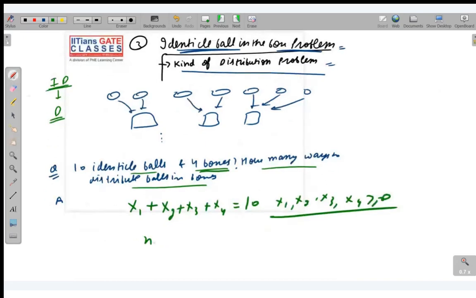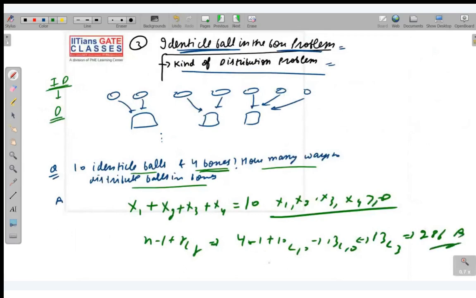So directly or indirectly it is the same scenario, non-negative integral solutions. What will be our answer? n minus 1 plus r C r. So n is 4, 4 minus 1 plus 10 C 10, that is 13C10, which is nothing but 13C3. We have calculated it, 286 is the answer. I think you have got it.